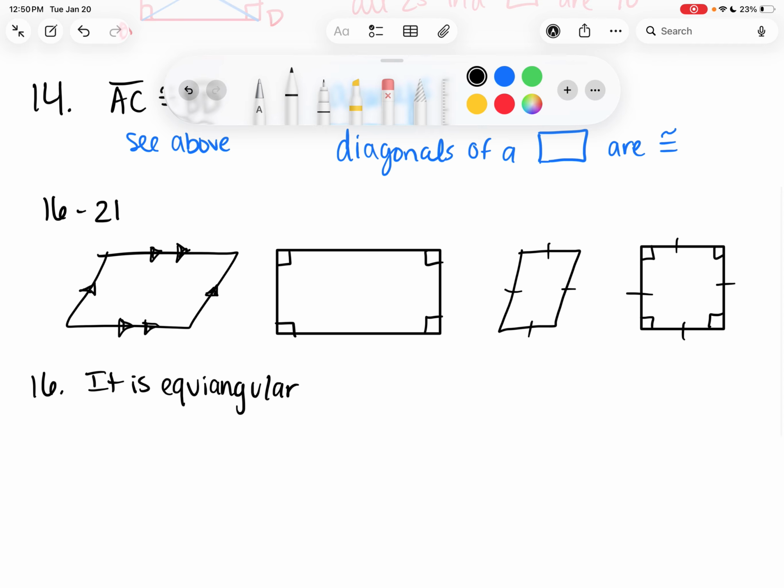So what does that mean? Equiangular means all the angles are congruent. So which of the shapes meet that? The rectangle and the square. Okay, the rectangle and the square.